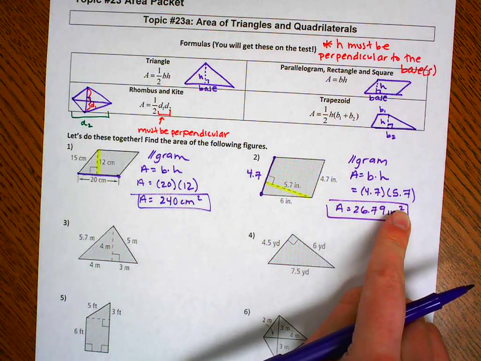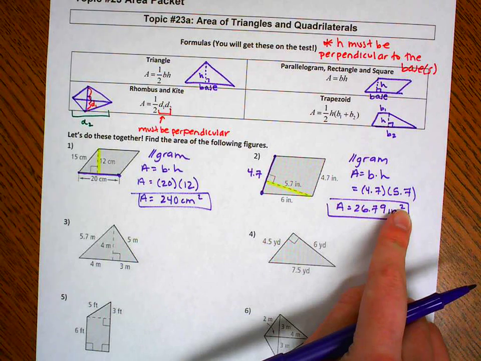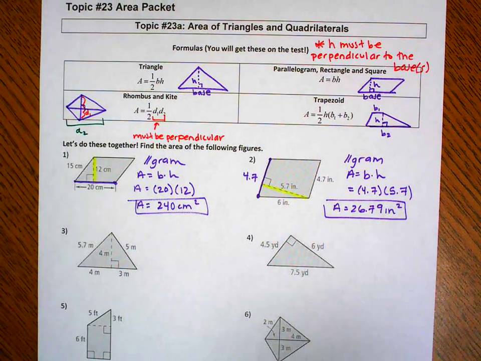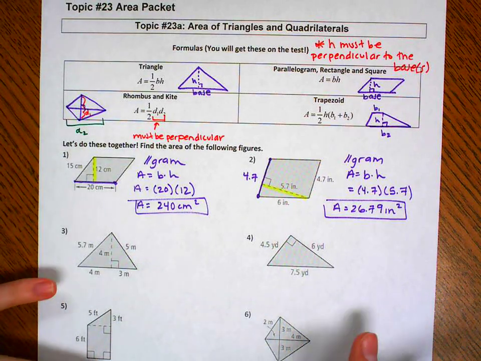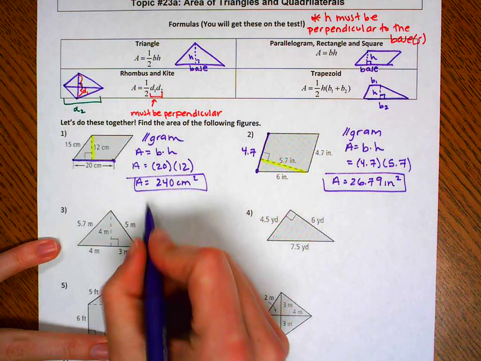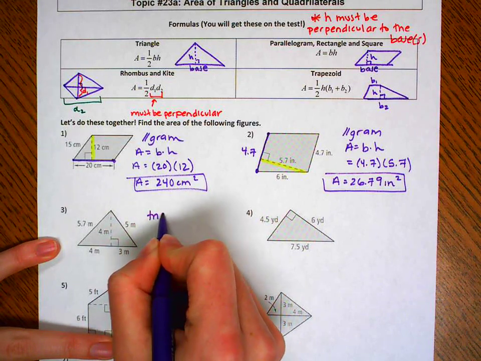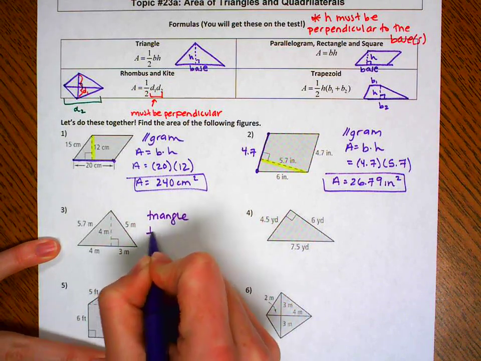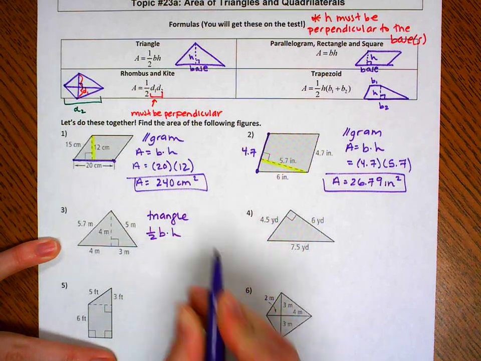If you think about it, like if you look at the ground, I know our room's carpeted, but if you look at the floor, you see square tiles often on the floor. Area, which is like a flat surface, is always in something squared. Okay, number 3, we have a triangle, so my formula is 1/2 base times height.